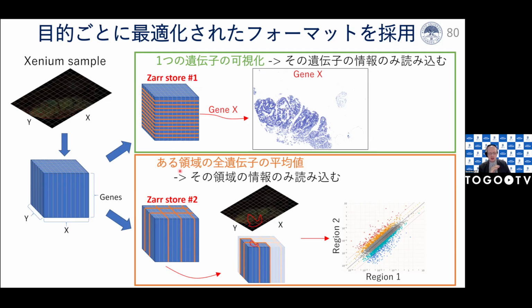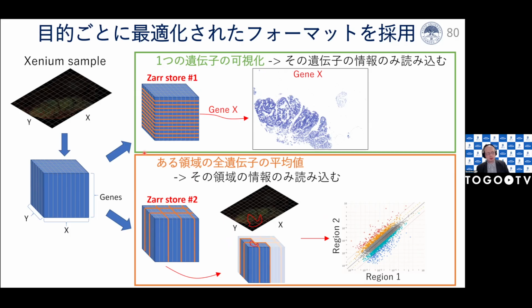But if the goal is to select a region of the sample and get the averages of all the genes, we cannot use this one. It would be too slow. So instead, we use this one, and we read in just the chunks for this region. And then quickly calculate the average and show it in the plot. So depending on what we want to do, we will use a different ZARR store. And this makes the database rather quick.